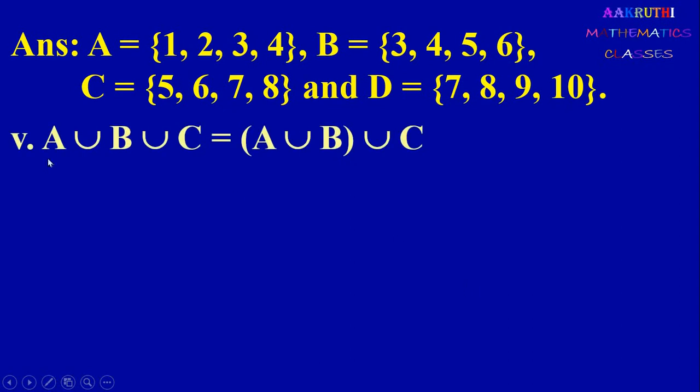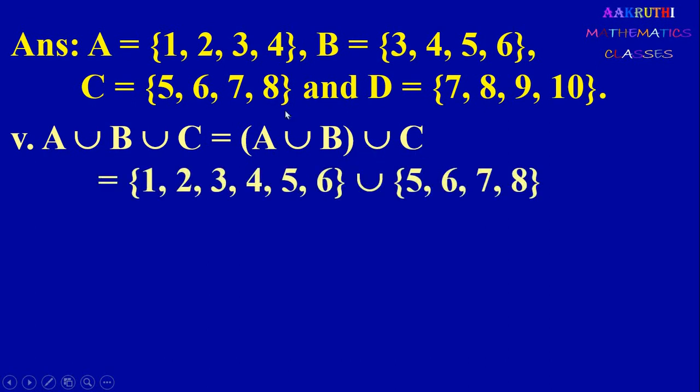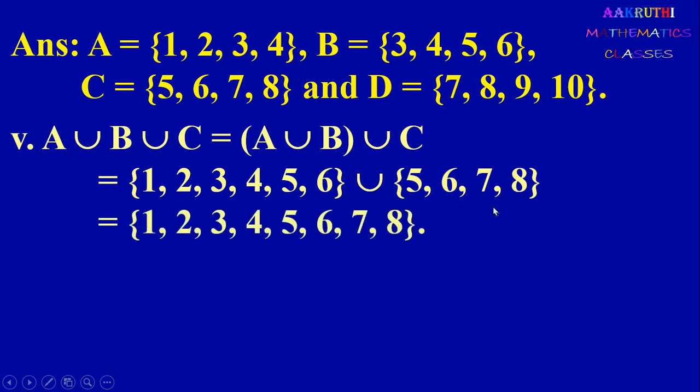Next question, it is A union B union C. This can be written as (A union B) union C. First you can find union of A and B. Then we take union with C. Or else we can write A union (B union C) also. We can put bracket to B union C. We get same answer. So first we find A union B. Then we find again union C. Now here A union B, it is {1, 2, 3, 4, 5, 6}, union C, {5, 6, 7, 8}. Writing all these numbers together, we get {1, 2, 3, 4, 5, 6, 7, 8}.